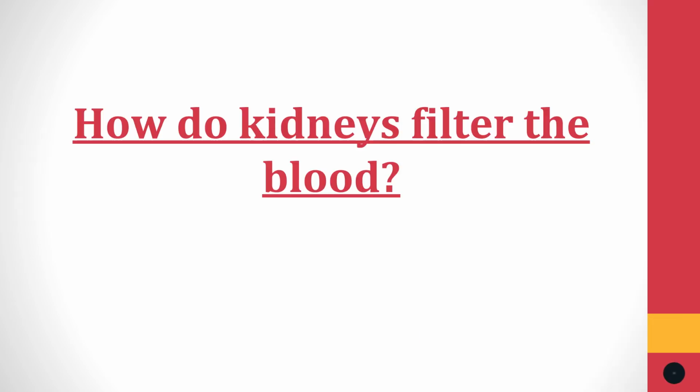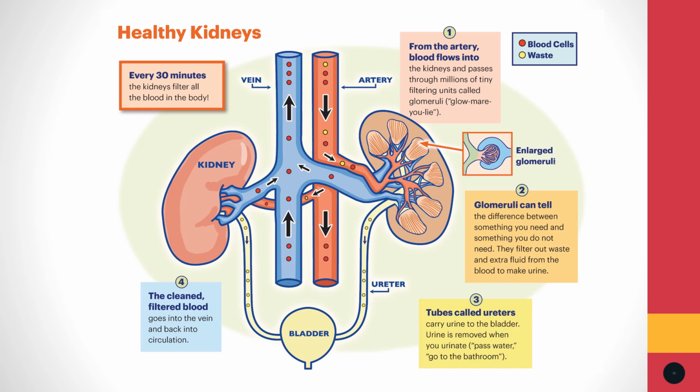So let's talk a little bit about how the kidneys filter blood, and this will be the last piece that we're going to talk about in lecture 1. So in healthy kidneys, about every 30 minutes, the kidneys are going to filter all of the blood in the body. From the artery, blood is going to flow into the kidneys, and it's going to pass through millions of tiny filtering units called glomeruli, and we'll talk more about that.